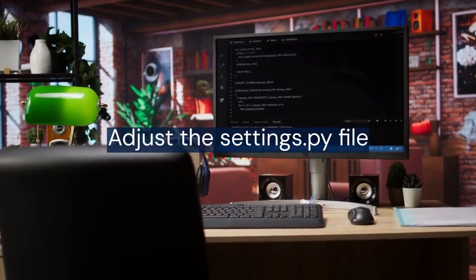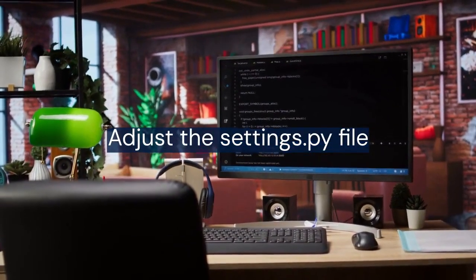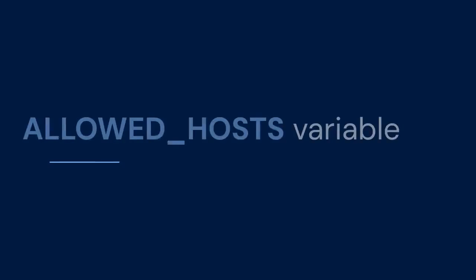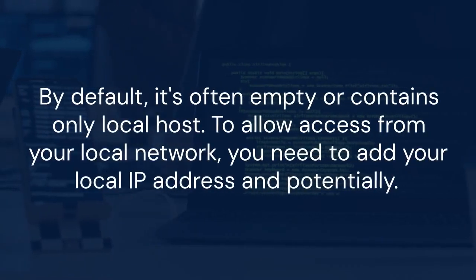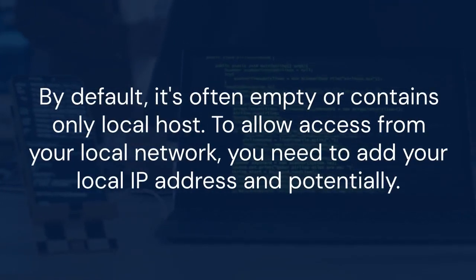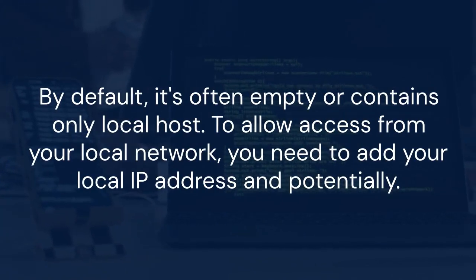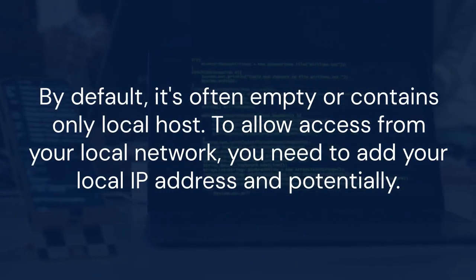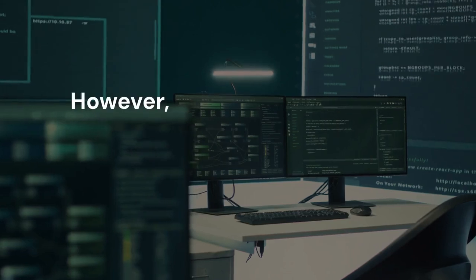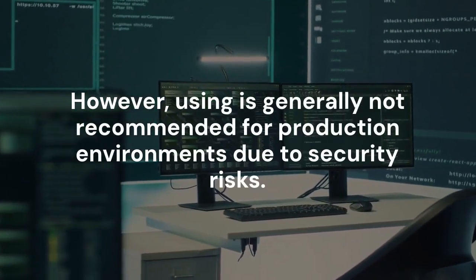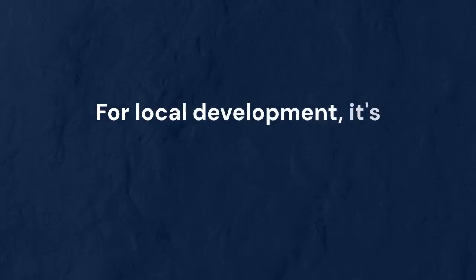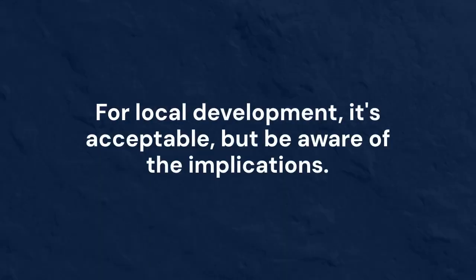Let's get started. First, we need to adjust the settings.py file in your Django project. Find the ALLOWED_HOSTS variable. This variable tells Django which hostnames are allowed to serve the application. By default, it's often empty or contains only localhost. To allow access from your local network, you need to add your local IP address and potentially '*'. However, using '*' is generally not recommended for production environments due to security risks. For local development, it's acceptable, but be aware of the implications.